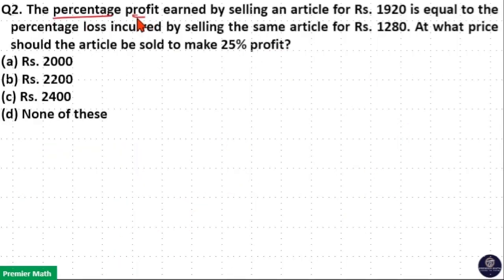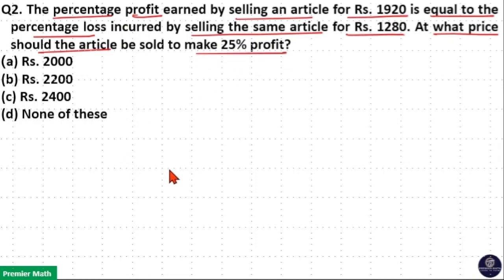The percentage profit earned by selling an article for rupees 1920 is equal to the percentage loss incurred by selling the same article for rupees 1280. At what price should the article be sold to make 25% profit? Here the same article is selling at different prices. So when selling at 1920 rupees, this article earned a profit. Let us consider it as P.